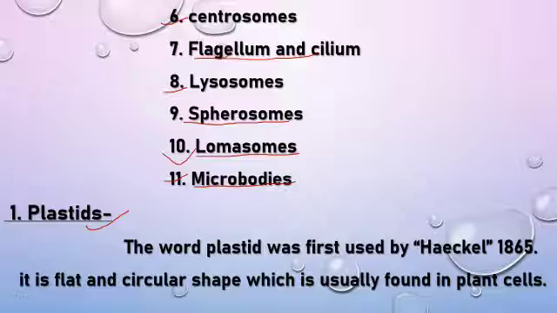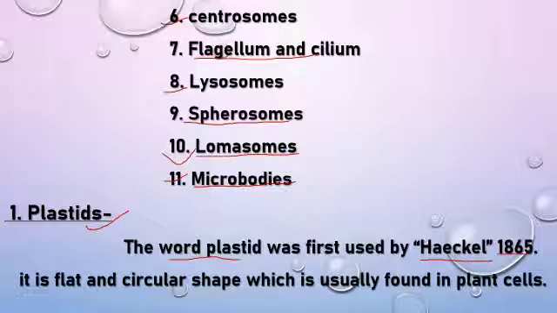At first we will discuss plastids. What is the plastid, what are its functions, and how many types of plastid are found in the plant cell. I already told you that plastids are found in the plant cell, but in the animal cell they are not found. It is important to know that the word plastid was first used by the scientist Haeckel in 1865.